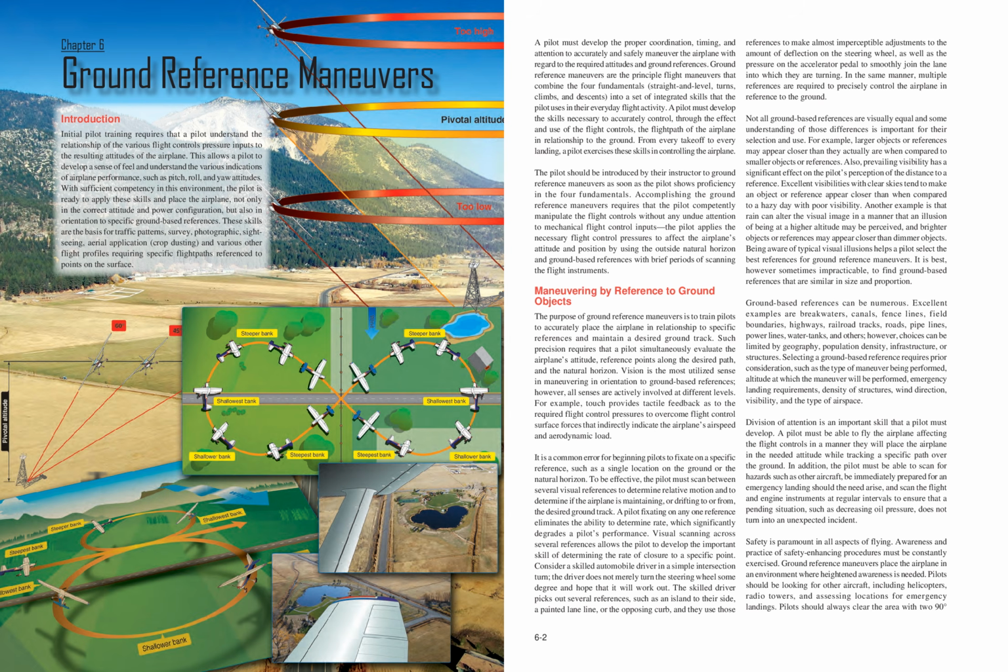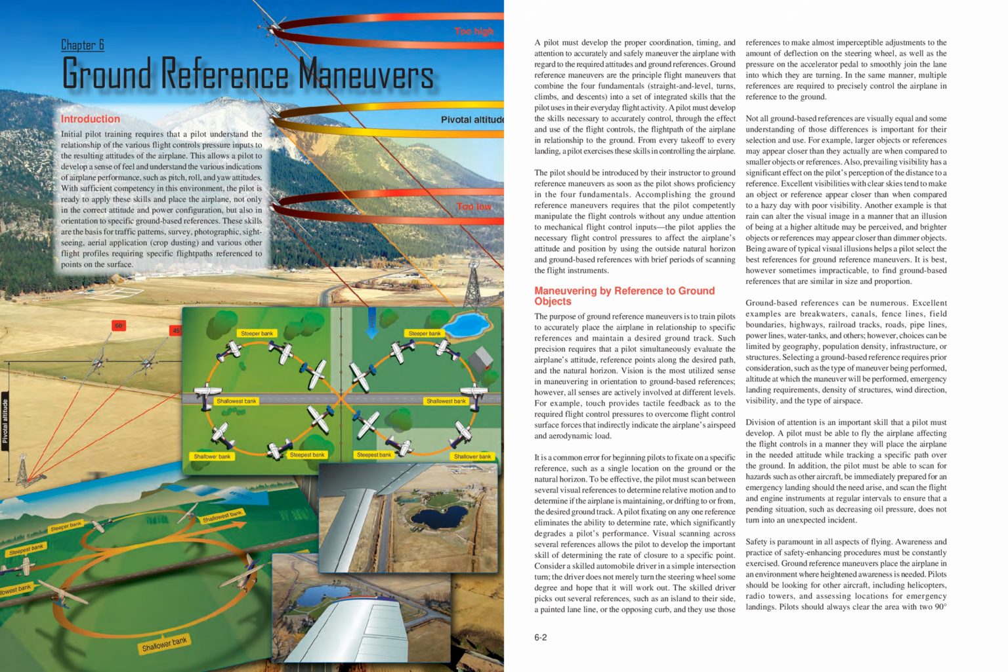A pilot must develop the skills necessary to accurately control, through the effect and use of the flight controls, the flight path of the airplane in relationship to the ground. From every takeoff to every landing, a pilot exercises these skills in controlling the airplane. The pilot should be introduced by their instructor to ground reference maneuvers as soon as the pilot shows proficiency in the four fundamentals. Accomplishing the ground reference maneuvers requires that the pilot competently manipulate the flight controls without any undue attention to mechanical flight control inputs.